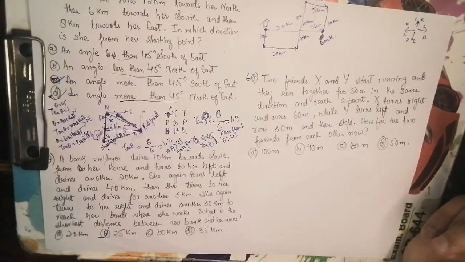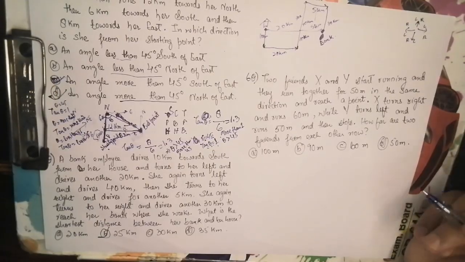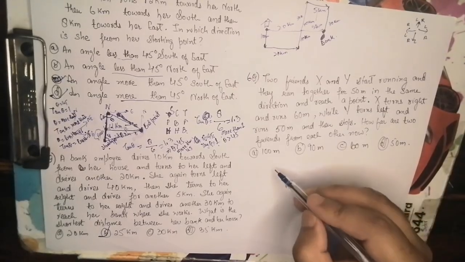Two friends X and Y start running and they run together for 50 kilometers in the same direction and reach a point. X turns towards right and runs 60 kilometers, while Y turns left and runs 50 kilometers and then stops. How far are the two friends from each other now? X and Y are two friends.